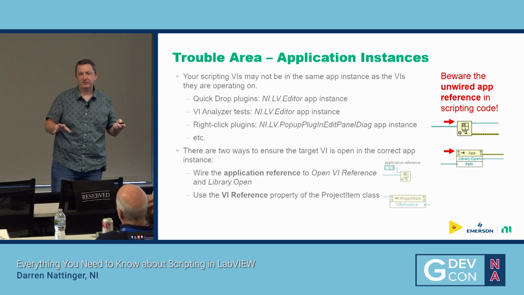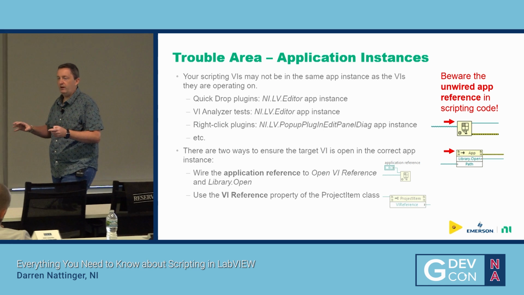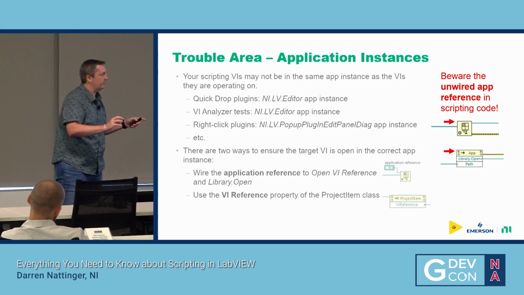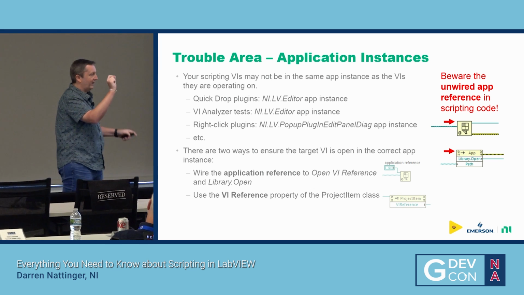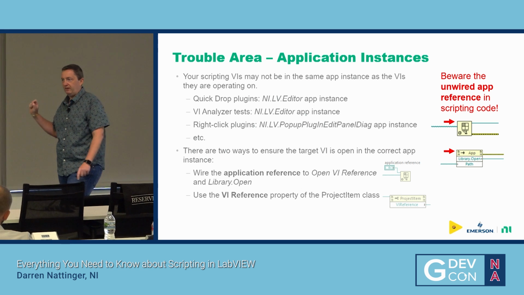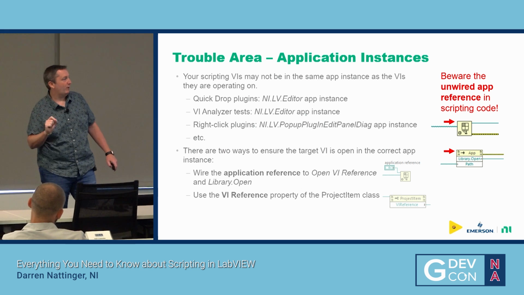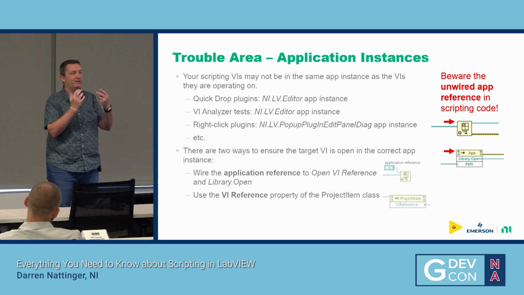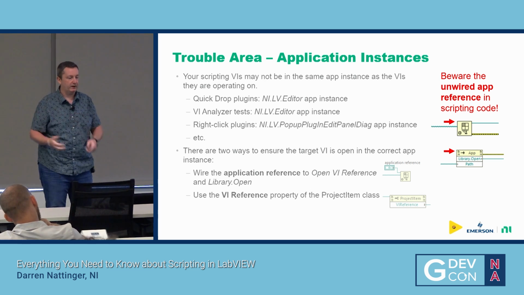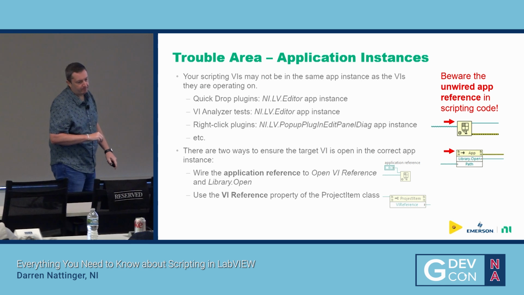Here's some red text. Beware when your scripting code has an unwired application reference. So if you're writing scripting code and you don't wire anything to the app instance of the Open VI Reference or the app instance of the library open method, you might end up having trouble because you're going to start opening VIs in application instances that you're not supposed to. You're supposed to open it in the one where the owning VI lives.